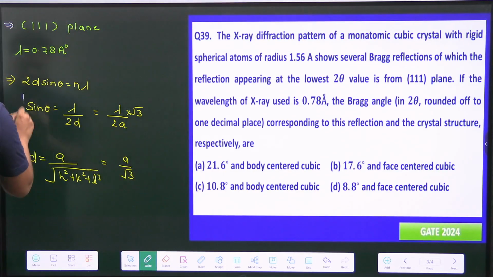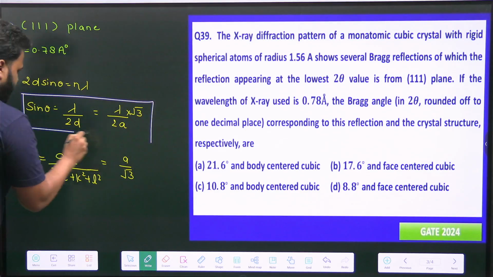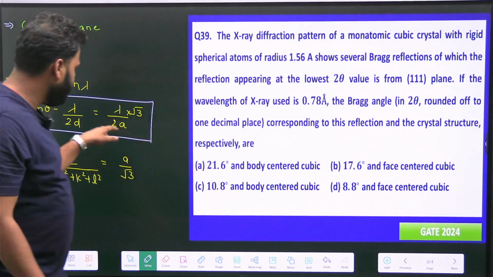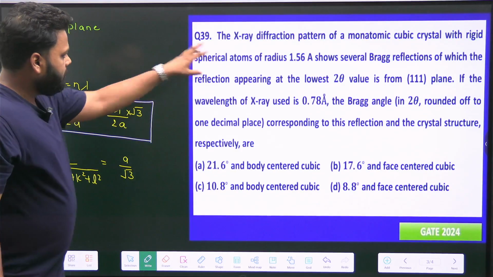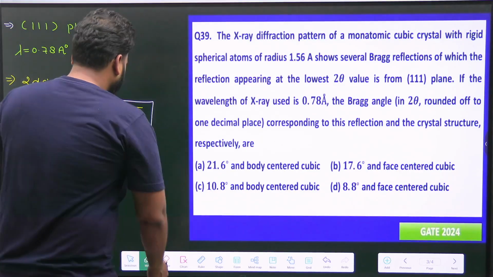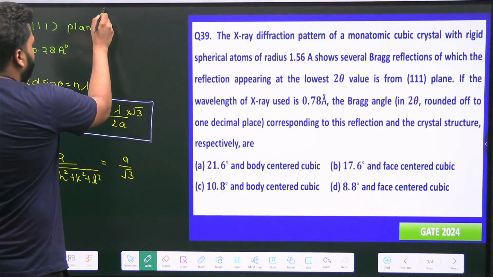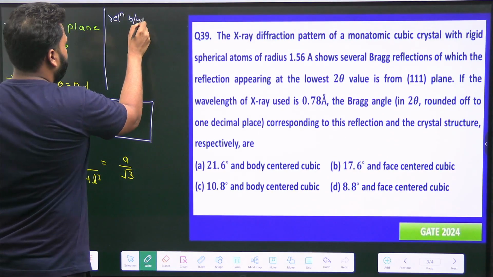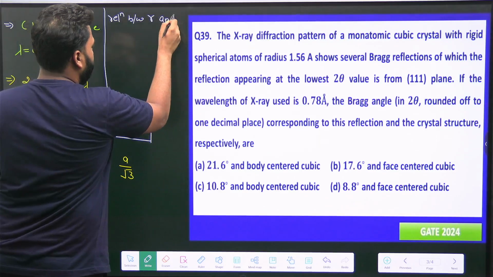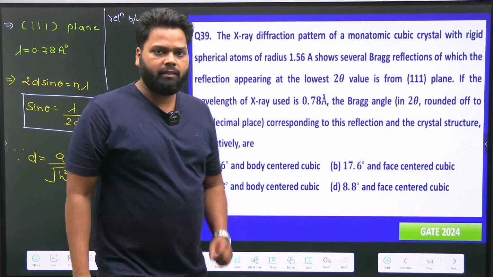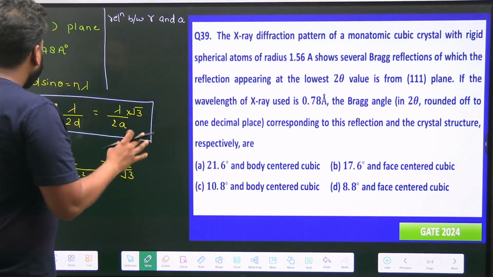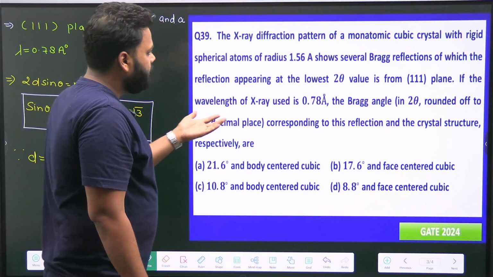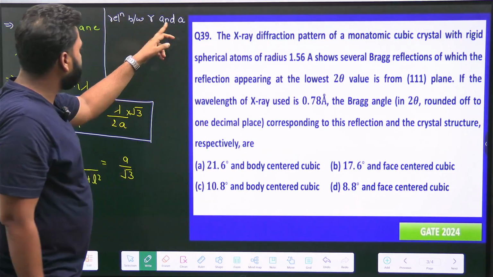Now the point is here. Lambda is known, but we don't know the lattice parameter. The lattice parameter is unknown, but the radius of the atom is given to us. So if we are able to construct a relation between the radius of the atom and the lattice parameter, then our work will be easy. But the point is how we can get the radius relation with the lattice parameter.